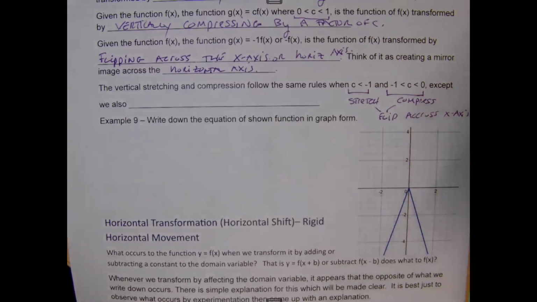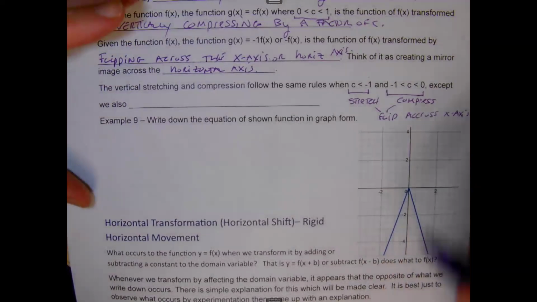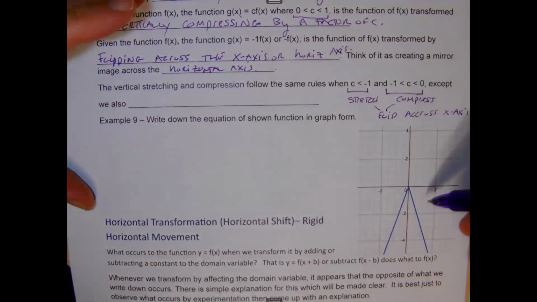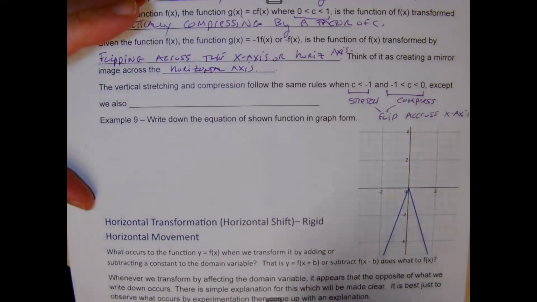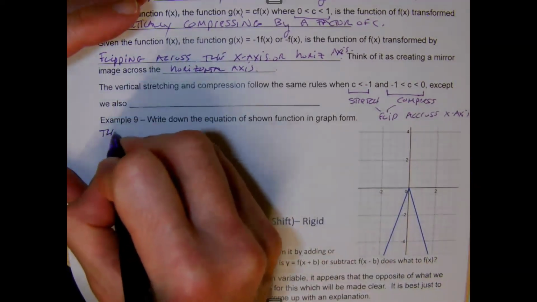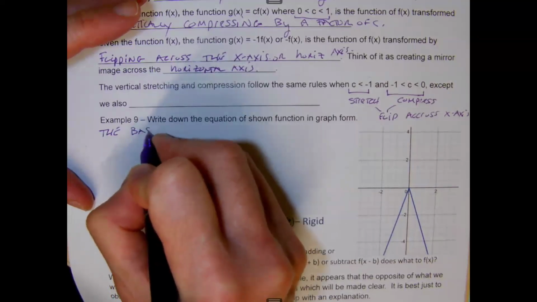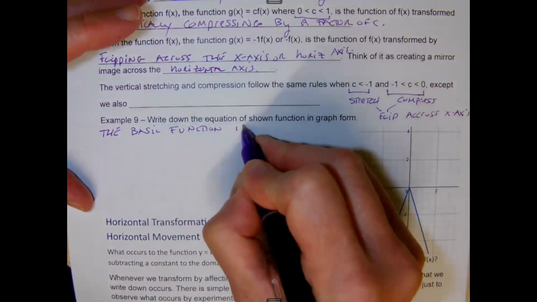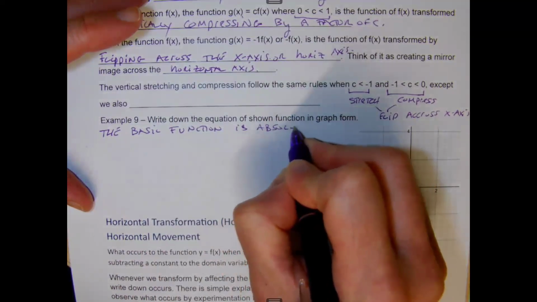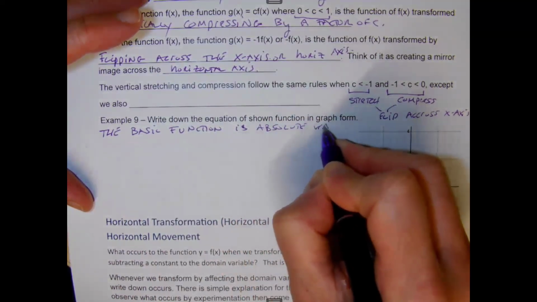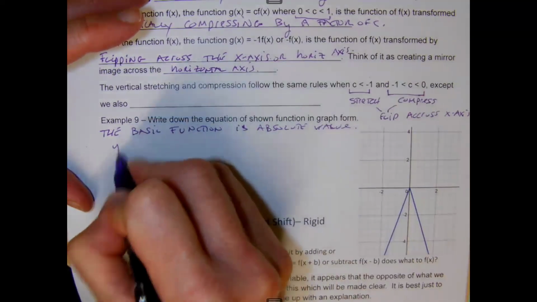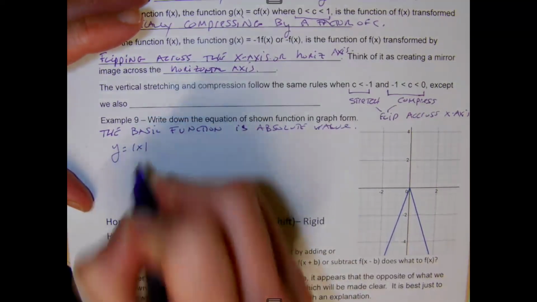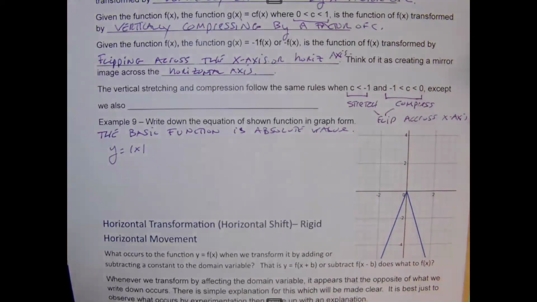So let's look at this last example. Write down the equation shown. I'll show the function in graph form. So what do we have here? It definitely looks like the absolute value. So the basic function looks like absolute value, to kind of identify what I'm looking at. And so that one is going to be y equals absolute value of x. That seems right.